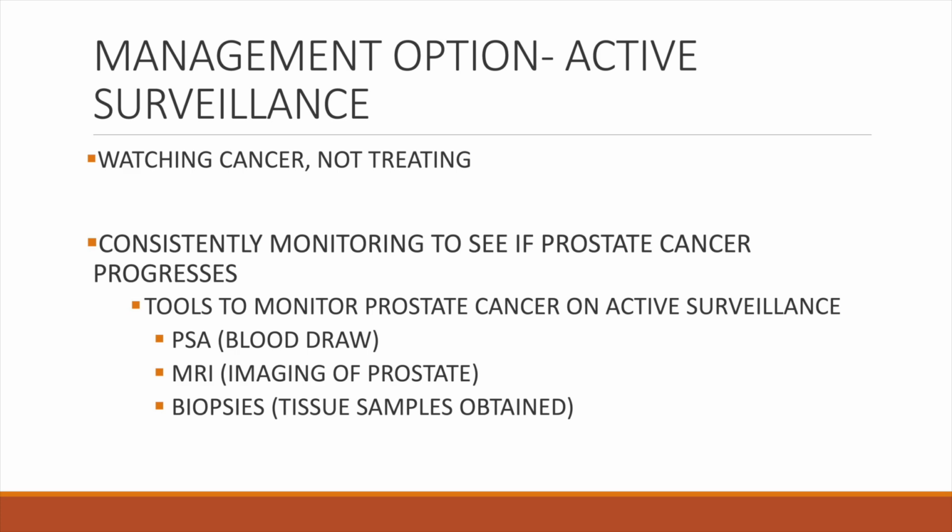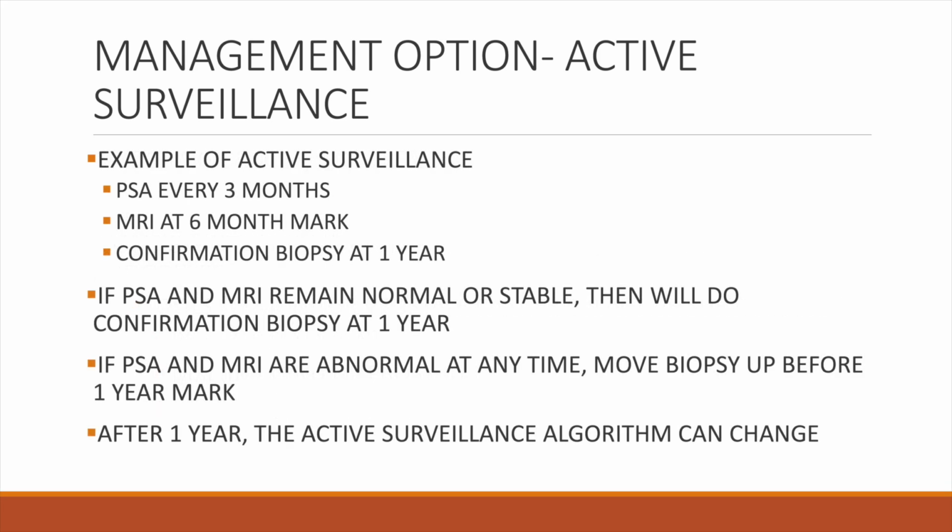Let me give you an example of how active surveillance may work. So PSA every 3 months, an MRI at 6 months, and a biopsy at 1 year. So for instance, if the PSA and the MRI are stable, then we perform another biopsy at 1 year. But say at that 3-month mark or at that 6-month mark, if your PSA increases or MRI looks suspicious, then we move that biopsy up sooner. After 1 year though, the active surveillance algorithm can change, and that will be discussed with you with your provider.